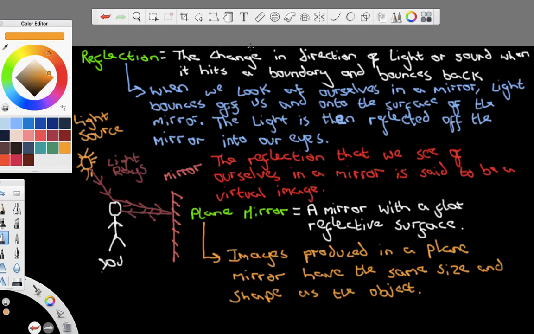So reflection is the changing direction of light or sound when it hits a boundary and bounces back. When we look at ourselves in the mirror, light bounces off us into the mirror and is reflected back into our eyes so that we can see ourselves. The image produced, the thing that we see in the mirror, is said to be a virtual image. And a plane mirror is a mirror with a flat reflective surface, and the images produced in a plane mirror have the same size and shape as the object.